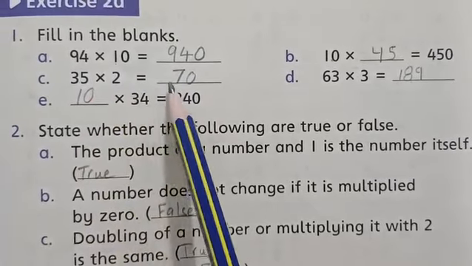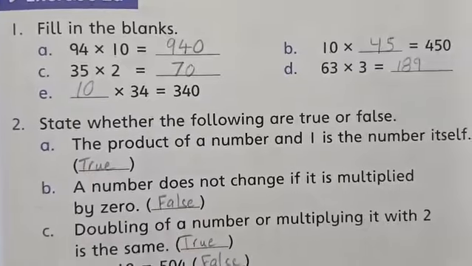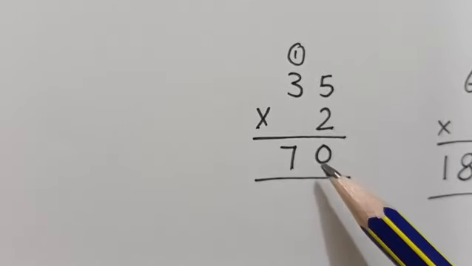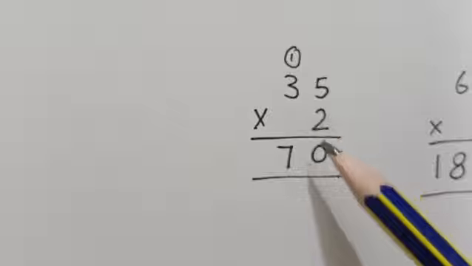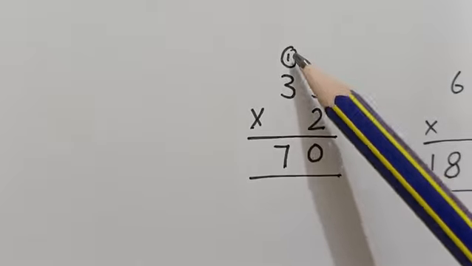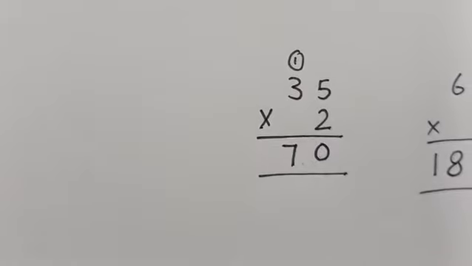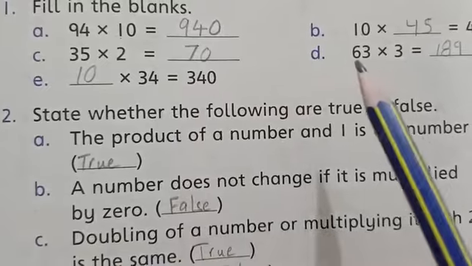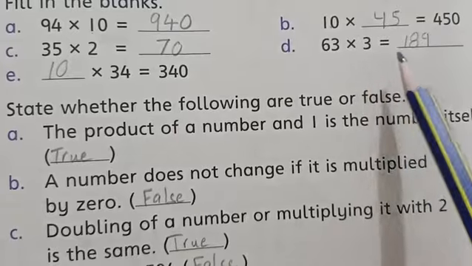35 multiplied by 2 is equal to dash. Look at this, 35 multiplied by 2. 2 5s are 10. We write 0 here. 1 will be carried over here. Now 2 3s are 6. 6 plus 1 is 7. So answer is 70. Next we have 63 multiplied by 3 is equal to.